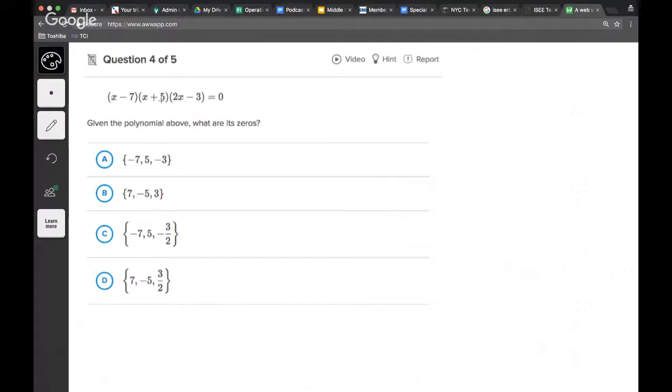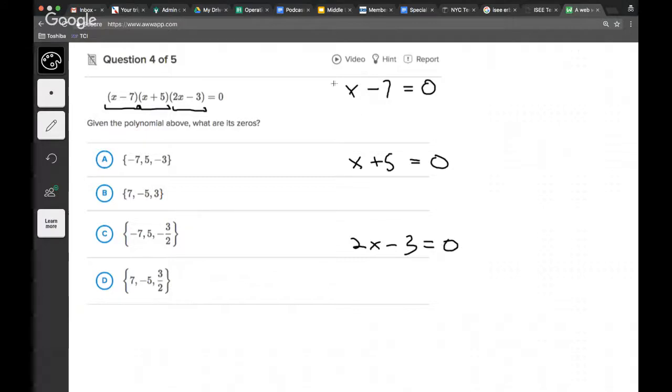All right, let's see this. So what are its zeros? Again, this one's even easier than the last one. All you've got to do, just like we've been doing for each of these individual binomials, is ask what's going to send it to 0. AKA, we set each one of these to 0. How do we get x minus 7 to equal 0? How do we get x plus 5 equal to 0? And how do we get 2x minus 3 equal to 0? Now we just solve each of these.